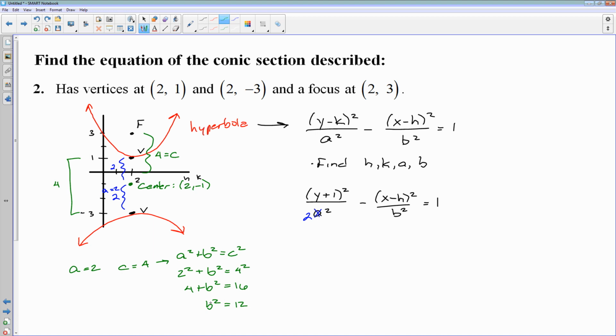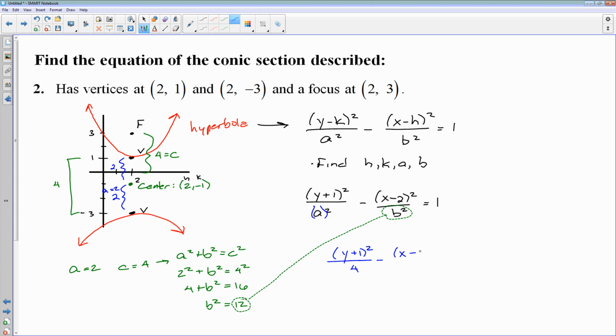And I'm going to stop. I'm not going to take the square root because if you look at the equation, my equation actually calls for b squared, and I have b squared. I've already solved for a. I know that a is 2, so when I plug in my a, I end up with y plus 1 squared over 2 squared, and 2 squared is 4, minus x minus, geez, I forgot to plug in my h. What was h? h is 2, so that'd be x minus 2.